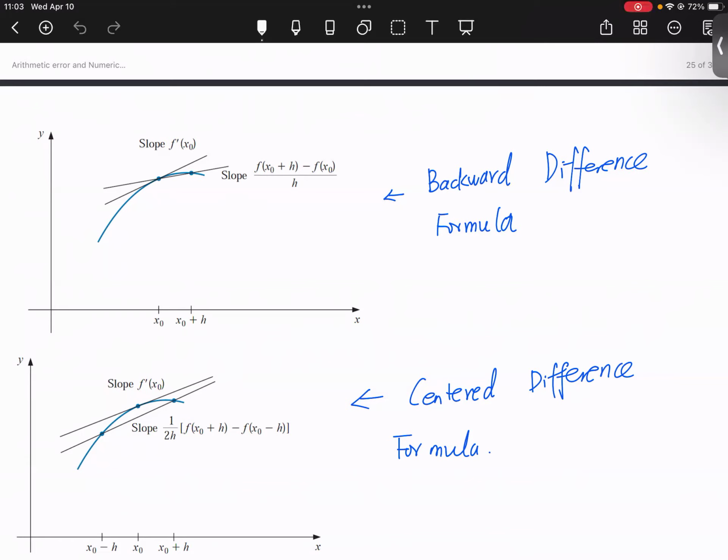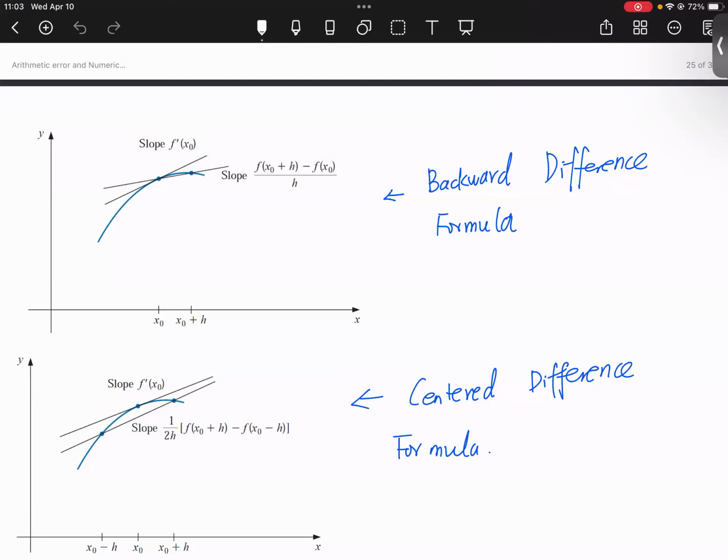What is the derivative? The derivative is just a tangent line at that point. So this is x0, and then the tangent line looks like this. Okay, good. And what's the backward difference formula? If you take a look, this is the backward difference formula.